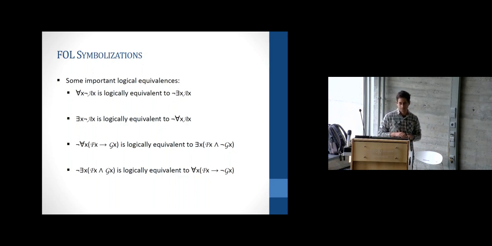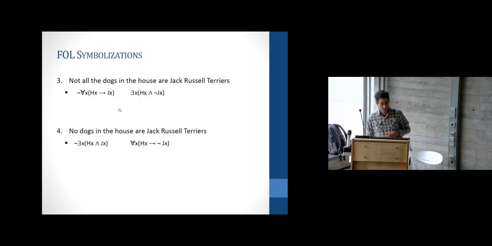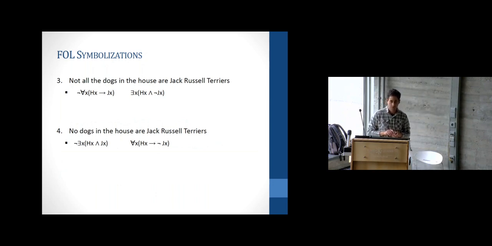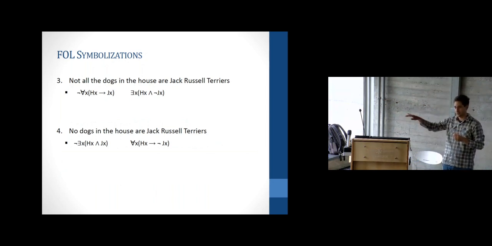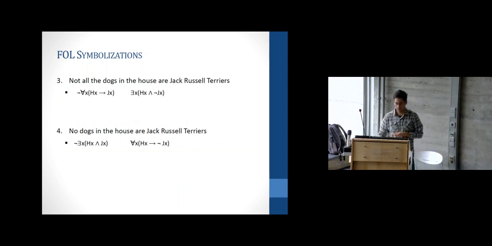Could you just do the last one again? The bottom one? Yeah. What is that saying? So let's look at the example of no dogs in the house are Jack Russell Terriers. Okay? So I'm saying that if there is any dog in the house, that dog is not going to be a Jack Russell Terrier. For any dog that's in the house, it's not going to be a Jack Russell. But I can also say I'm negating the claim that there is something in the house which is a Jack Russell. Okay.